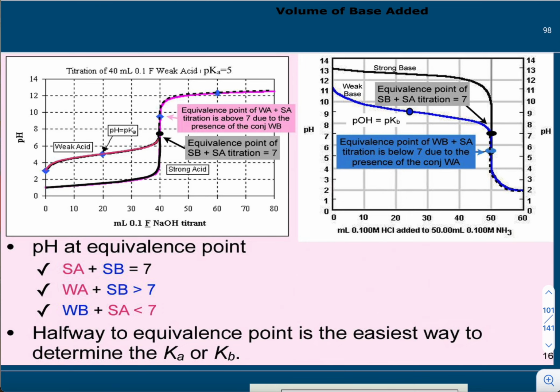So for this one, oh, you know this. Halfway to equivalence point is the easiest way to determine Ka or Kb. You know that because H plus is equal to Ka. So pH is equal to pKa or pKb.